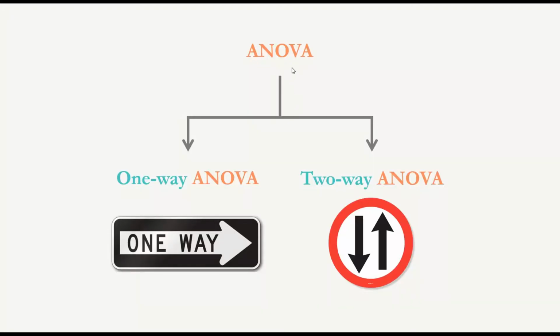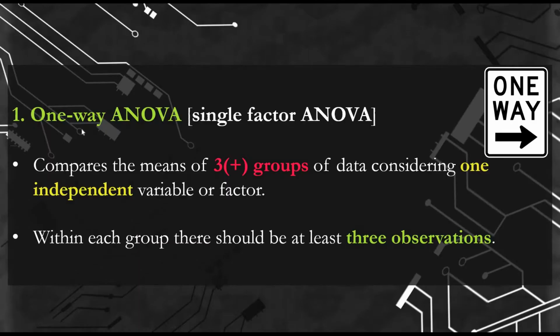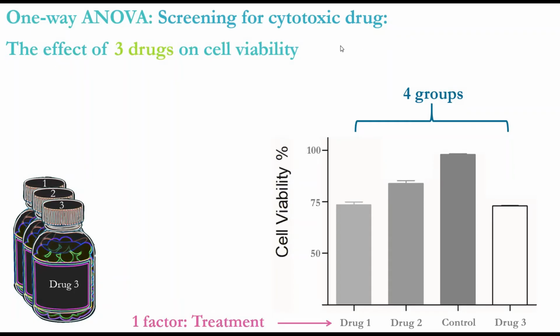There are two main types of ANOVA, one-way ANOVA and two-way ANOVA. So let's start with one-way ANOVA, also known as single-factor ANOVA. It compares the means of three or more groups considering one independent variable or factor, and we have to have three observations per group. For example, if we are screening for a cytotoxic drug, we are measuring the effect of three different drugs on cell viability. So we have only one factor, which is treatment, and we have four groups, three drugs and the control.